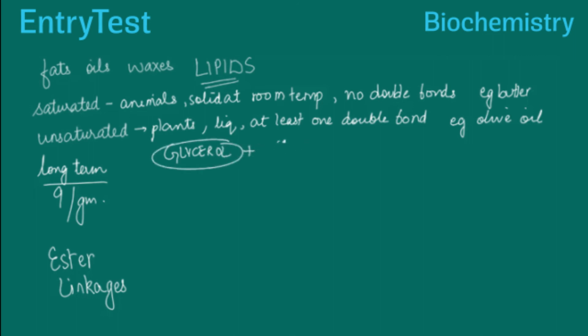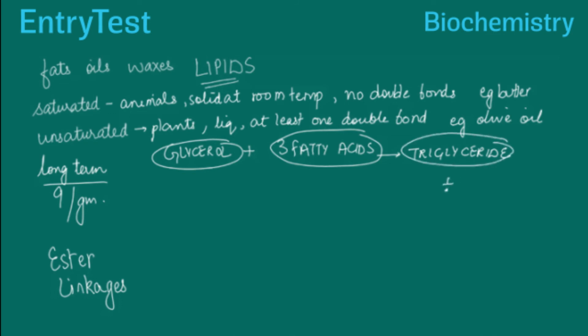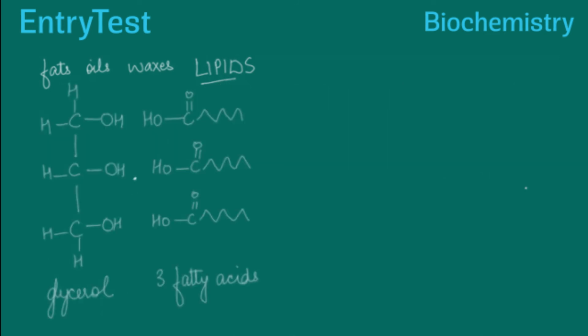and 3 fatty acids. And this reaction gives rise to a triglyceride and 3 molecules of water. So let's see an example of how this happens. So we have a molecule of glycerol that has 3 OH groups, and we have 3 fatty acids that also have the OH groups. And these are the chains of the fatty acids.